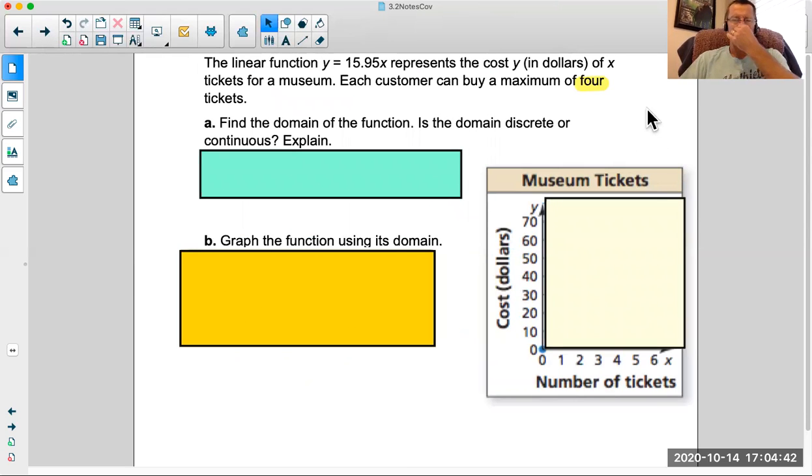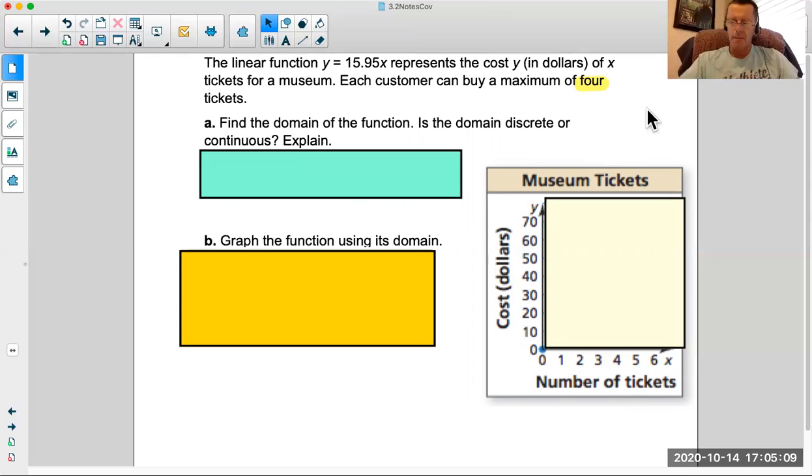So let's try this in the form of some word problems here. Oh, we can do this. Deep breath. Go to your happy place. All right. The linear function y equals 15.95x represents the cost y in dollars of x tickets for a museum. Each customer can buy a maximum of 4 tickets, and that's highlighted, so that must be important, okay?